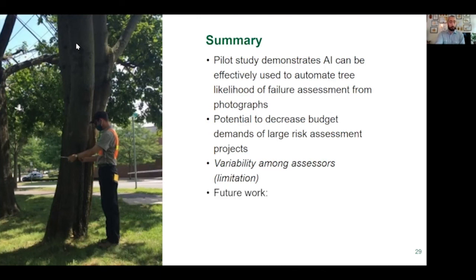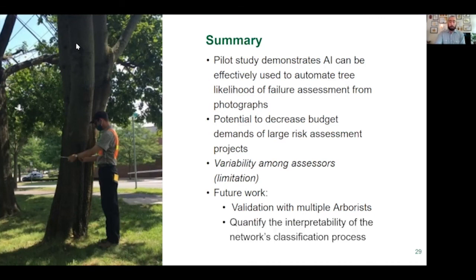In future work, validation with multiple arborists to try to address that variability among assessors would be an awesome next step here, as well as quantifying the interpretability of the network's classification process, like Nasko described, trying to unpack that black box and see how this CNN is reaching its decisions, to see whether the areas of interest are the same as what the field assessor is seeing in the tree.